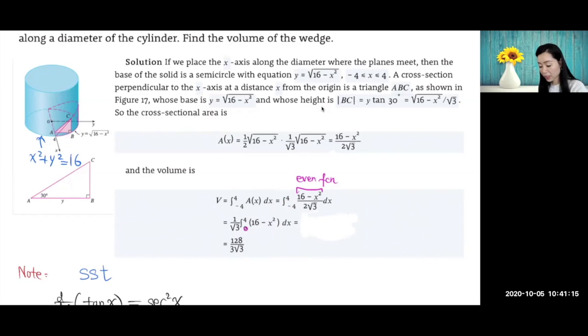So the book had a mistake, so let's fill this in. So that's equal to twice this integral from 0 to 4 of 16 minus x squared over 2 square root of 3 dx. Now notice what happened here: this 2 here cancels. That is going to give you this one over here.